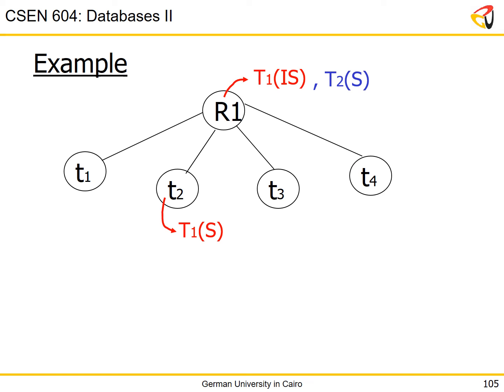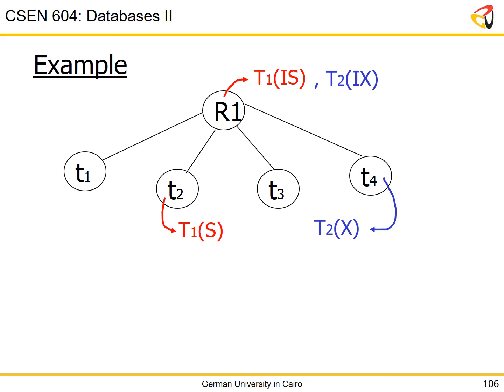Now, if another transaction comes in and is also interested in reading, but the whole relation, it will request a shared lock right away, not an IS, not an intention, but a shared lock. This means it's going to read the whole thing, okay? So it will be allowed to do that.